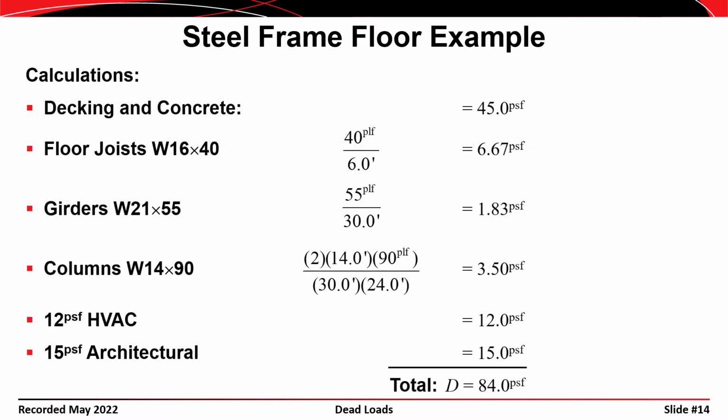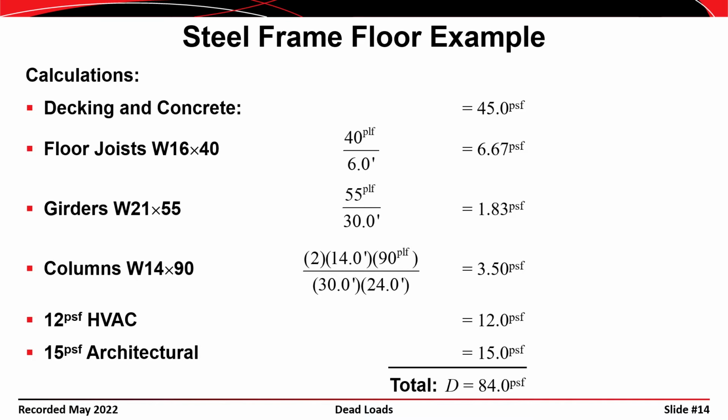If we do the math on this, what we would find is from the Vulcraft manual that the decking and the concrete have a weight of 45 pounds per square foot. The floor joists are 40 pounds per linear foot, spaced at 6 feet, so they would be 6.67 pounds per square foot. The girders have a weight of 55 pounds per linear foot, spaced at 30 feet, so they have a self-weight of 1.83 pounds per square foot.